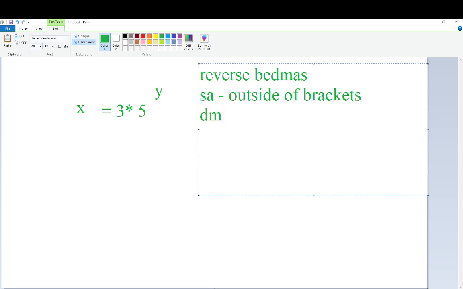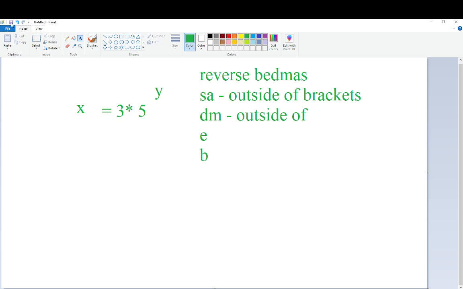Then you find any division, multiplication outside of a bracket, of course, or outside of an exponent. You do that next. Then exponents next, and then brackets next. Brackets last. Brackets always last. So let's look. Is there any addition and subtraction? No, there's not. Is there any division or multiplication outside of brackets or outside of an exponent? Yes, there is. So it's the reverse of multiplying by 3.